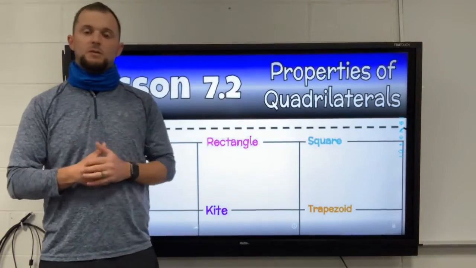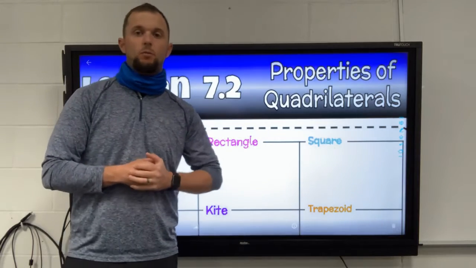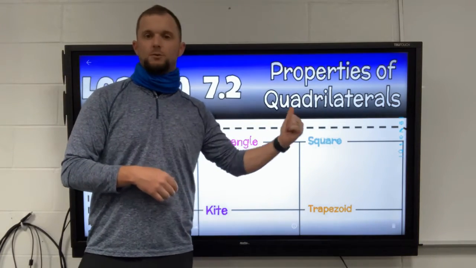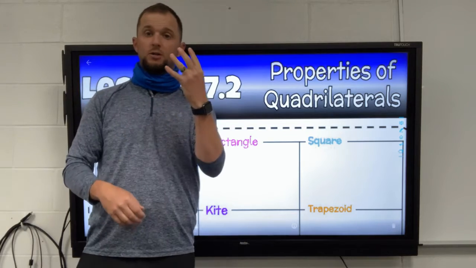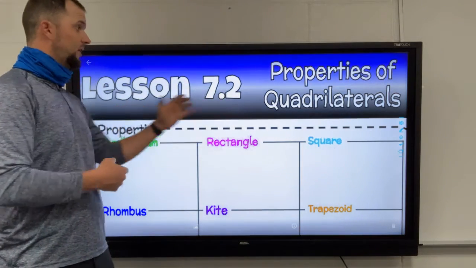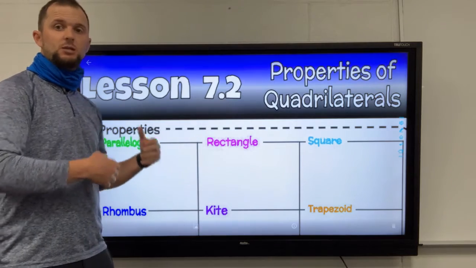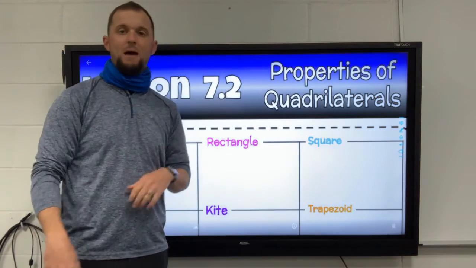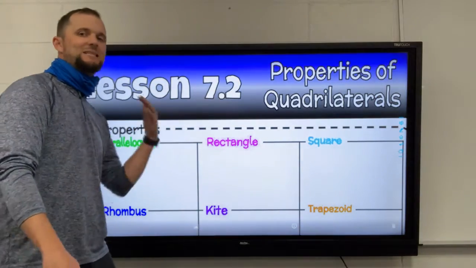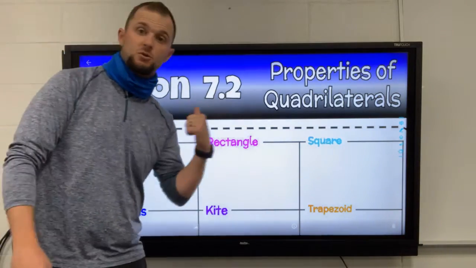Today we're moving on in lesson 7.2, and we're going to be talking about the properties of different quadrilaterals. Remember, quadrilaterals are shapes with four sides. We're going to look at different properties of these various quadrilaterals to show you some things that will help you solve problems in the future and recognize exactly what that shape is. So let's jump into it.